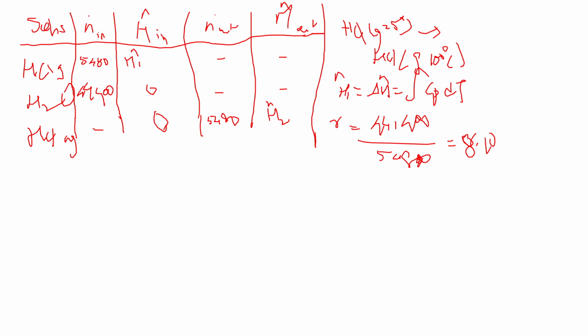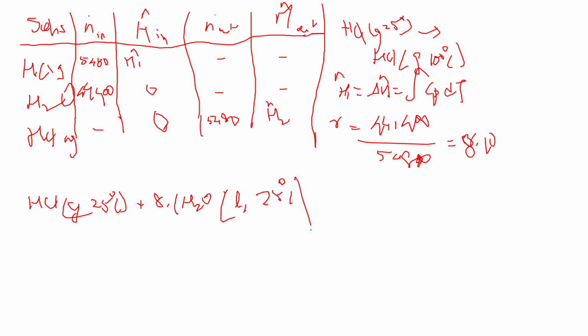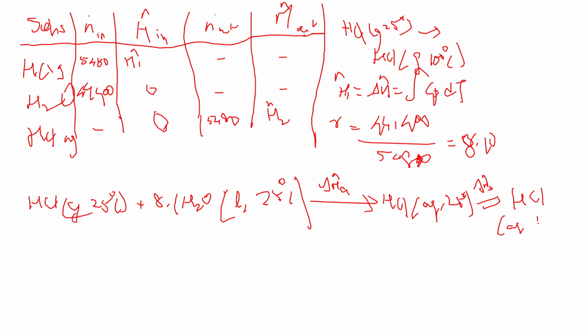So the equation will be HCl, which is in gaseous form at 25 degrees Celsius, plus 8.1 moles of H2O, which is in liquid form at 25 degrees Celsius, will react with a specific heat of delta H cap A to form HCl at aqueous form at 25 degrees Celsius. Finally, with the delta H cap B, another specific heat, it will be converted to HCl at aqueous form at 40 degrees Celsius. So this will be the reaction with the phase changes.